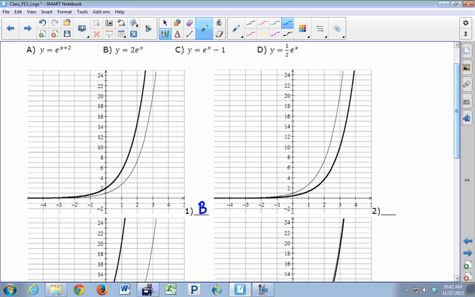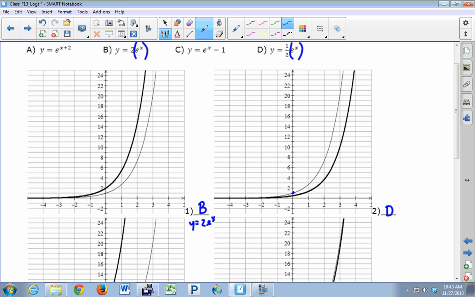All right, it was B, y equals 2e^x, because we took our original function, e^x, and doubled all our y values, which is this function, because the 2 is on the outside. And what was number 2? D. And very similarly, all our y values of e^x were multiplied by 1/2, or divided by 2. And that's this function here.